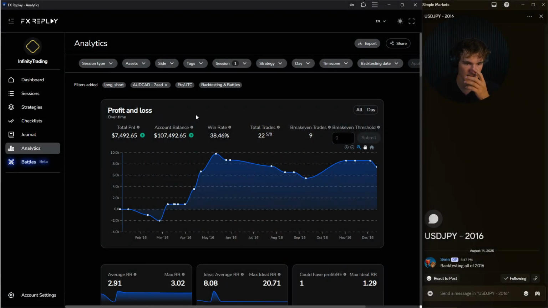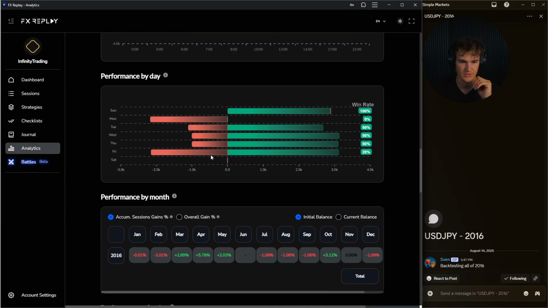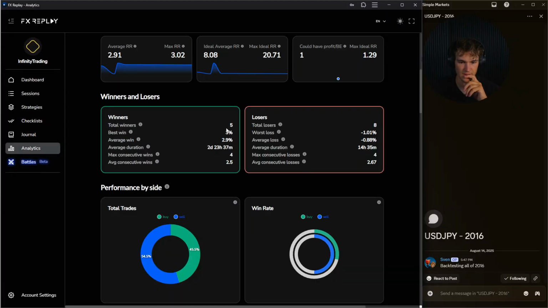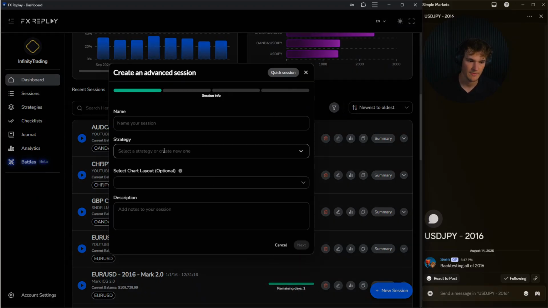We left off last week with AUD CAD. We're going to test USDJPY today. So first of all, let's take a look at what we had last week. Like I said, AUD CAD performed relatively well, around a 39% win rate, 22 trades, a total of I think 5 or 6 losses. Let's see, yeah, five wins, and then 8 losses. So today we are going to do USDJPY. So let's get started with that.